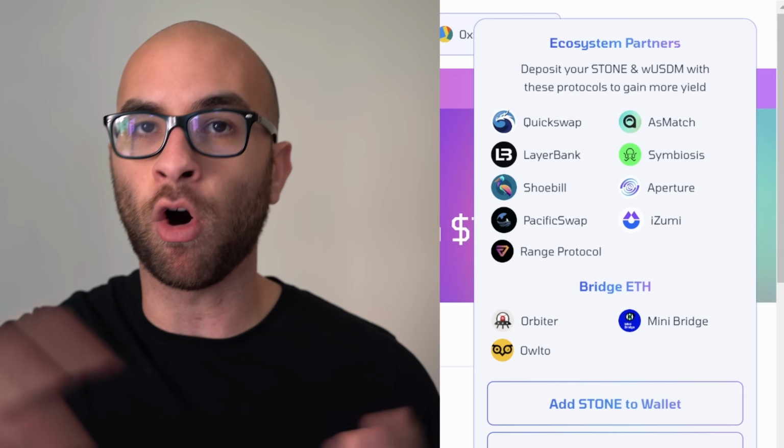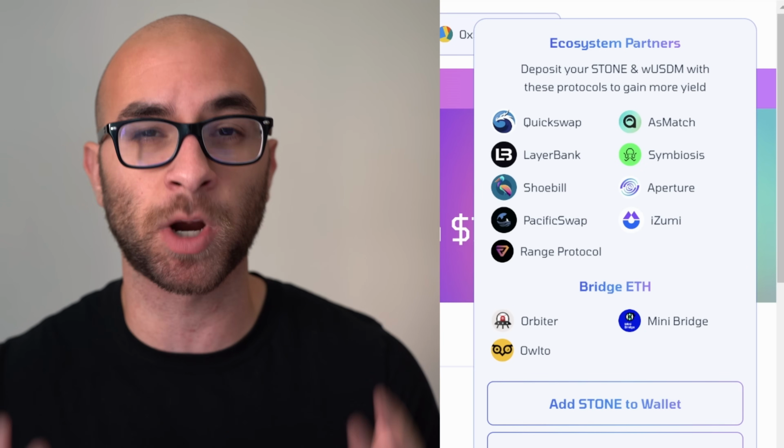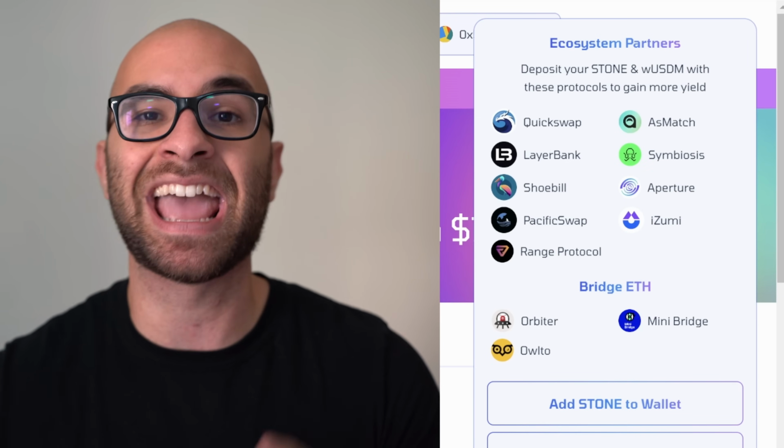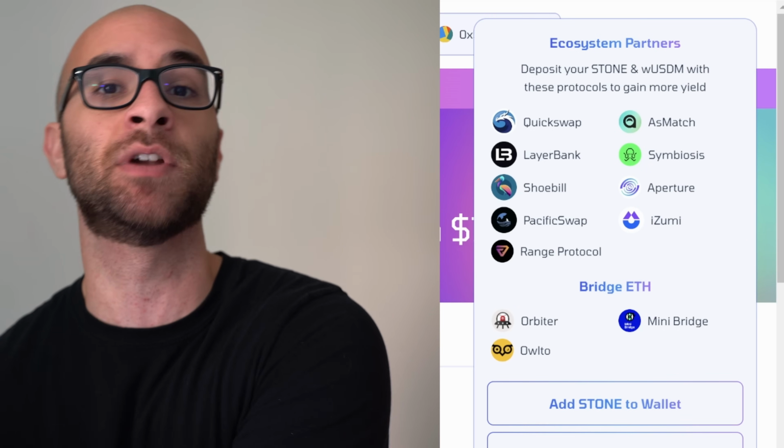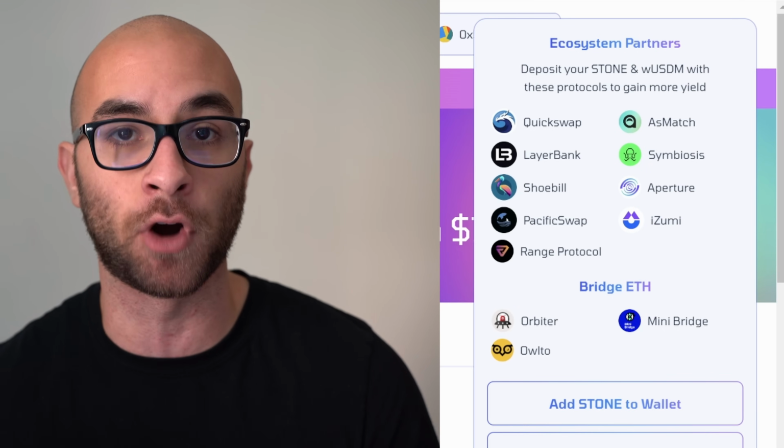is they have all these different ecosystem partners as well as projects developing on this chain, and all of these different projects don't have tokens yet, so there's a chance to be getting even more airdrops by doing some different farming on this network.